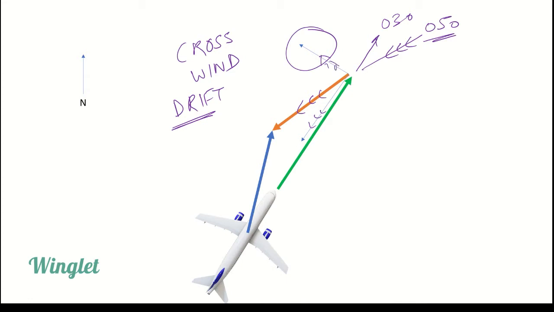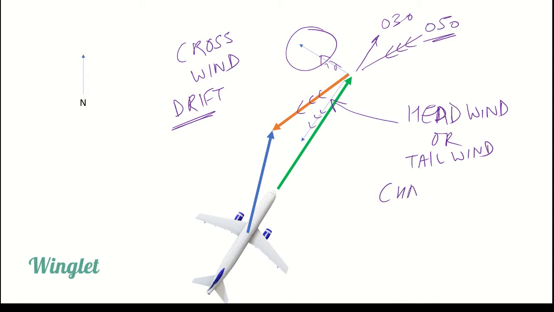And the second component of this wind velocity vector is the headwind or the tailwind component. This component is called the headwind, or if it's coming from behind, it's called tailwind. And this component changes your ground speed.